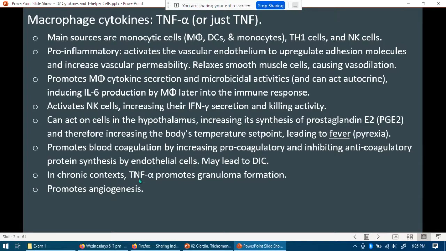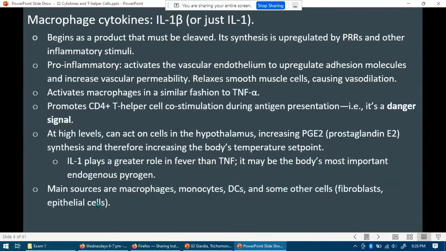In chronic contexts, tumor necrosis factor helps to promote the formation of an immune structure called a granuloma. More on that later in this slideshow. And it can promote angiogenesis, the growth of new blood vessels. Okay, that is what angiogenesis is, the growth of new blood vessels. So that's sort of an interesting, unexpected activity that it can have.